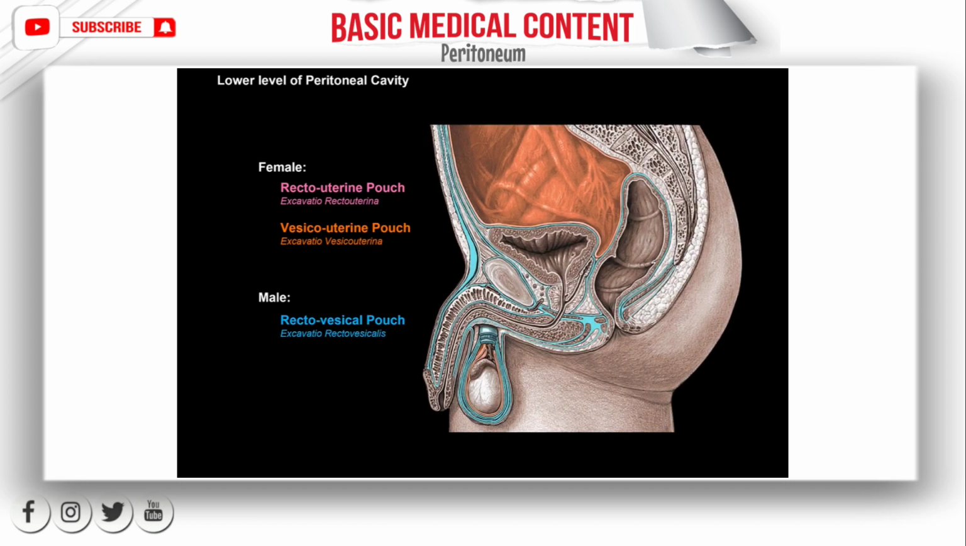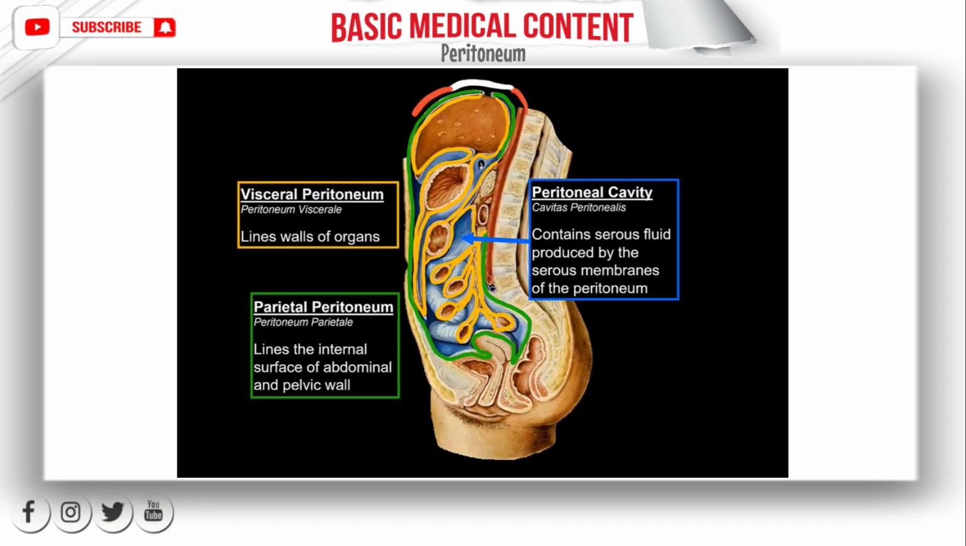And then in male, we have 1 pouch, since we don't have a uterus between the rectum and the urinary bladder, and this pouch is called the recto-vesical pouch. So here is the urinary bladder, and here is the rectum, and here is the pouch. That was everything I had about the peritoneum.